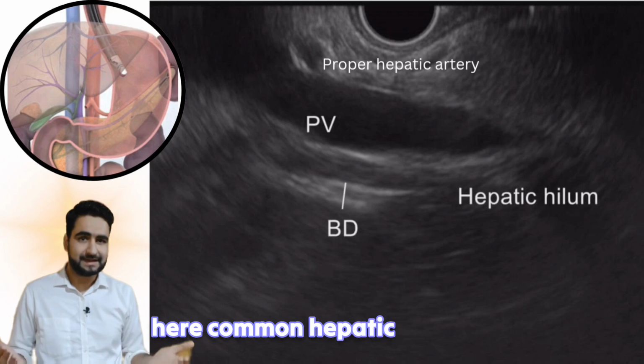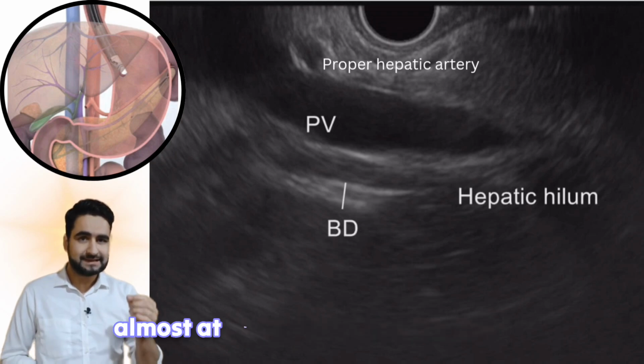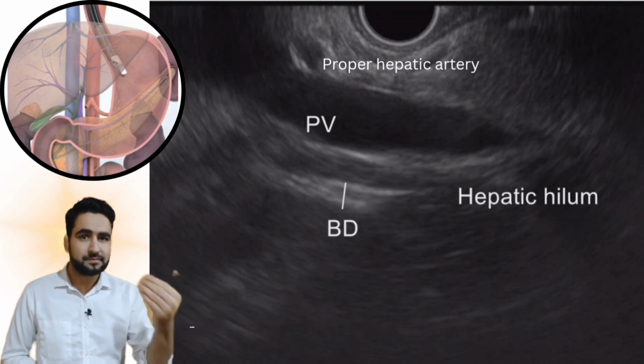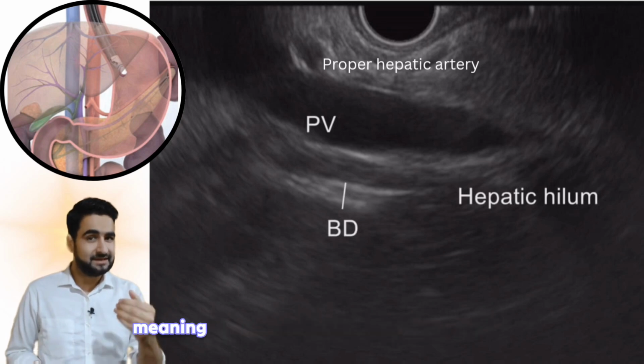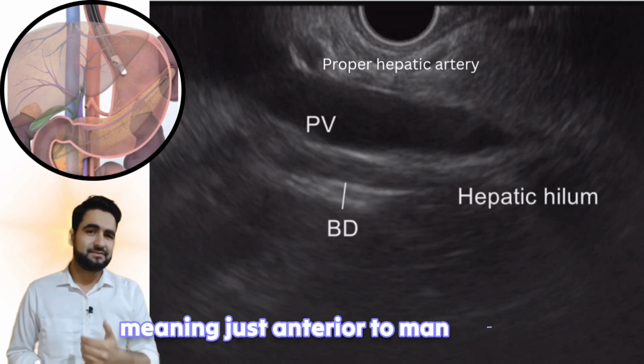Here common hepatic artery is almost at the same distance away as that of main portal vein from the probe, but it is a bit in the left side of screen, meaning just anterior to main portal vein.